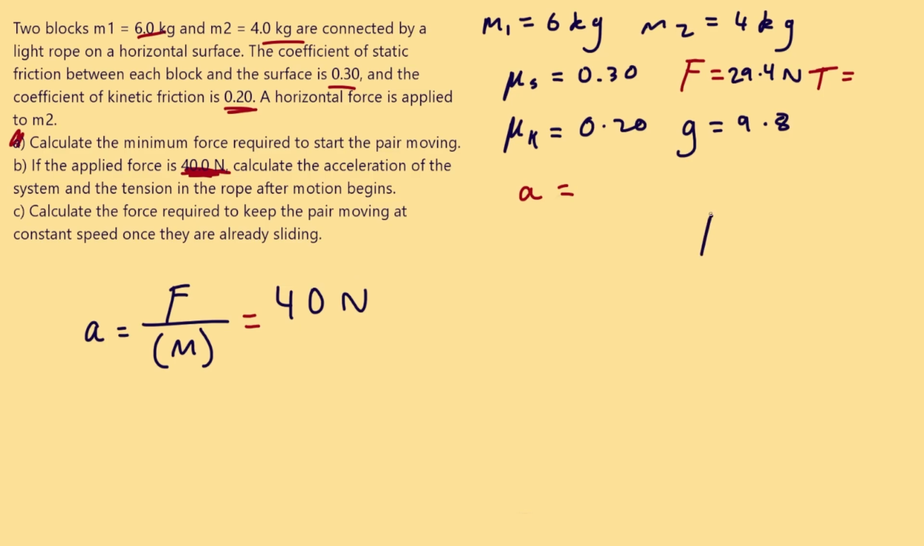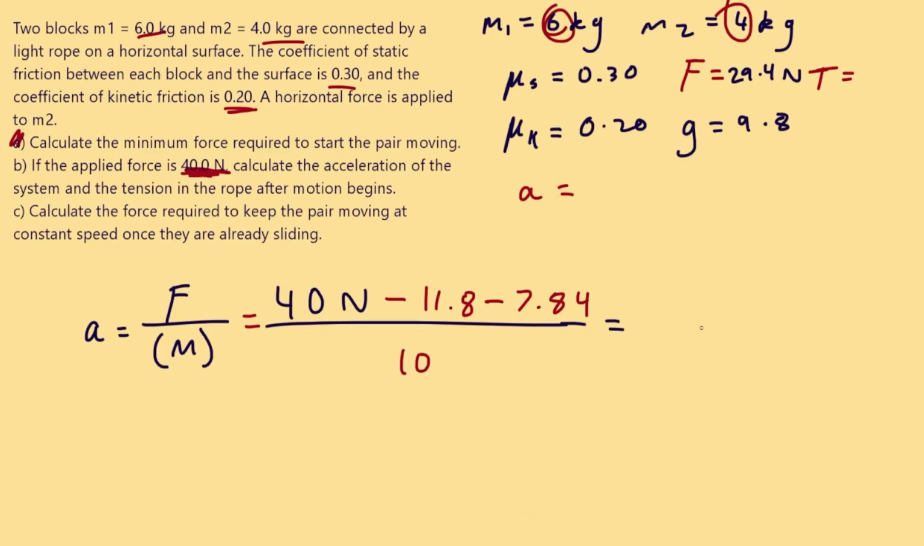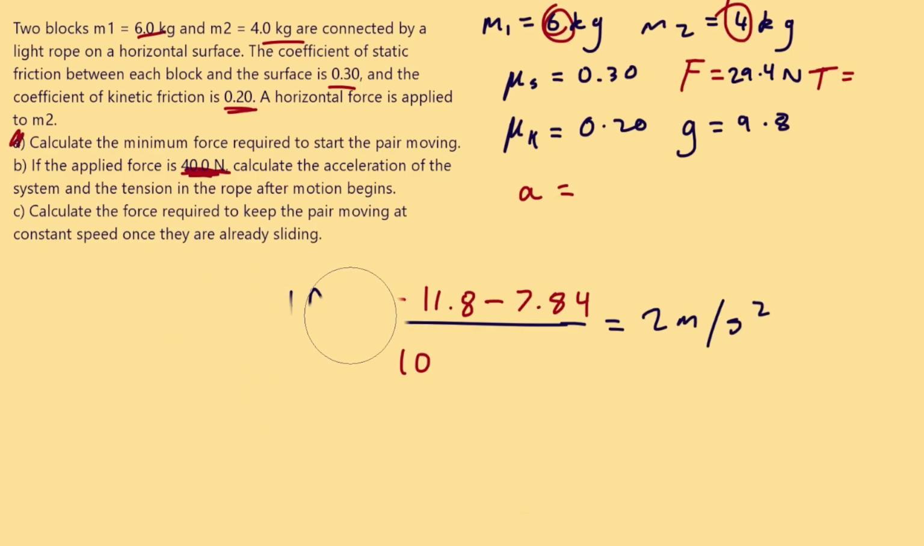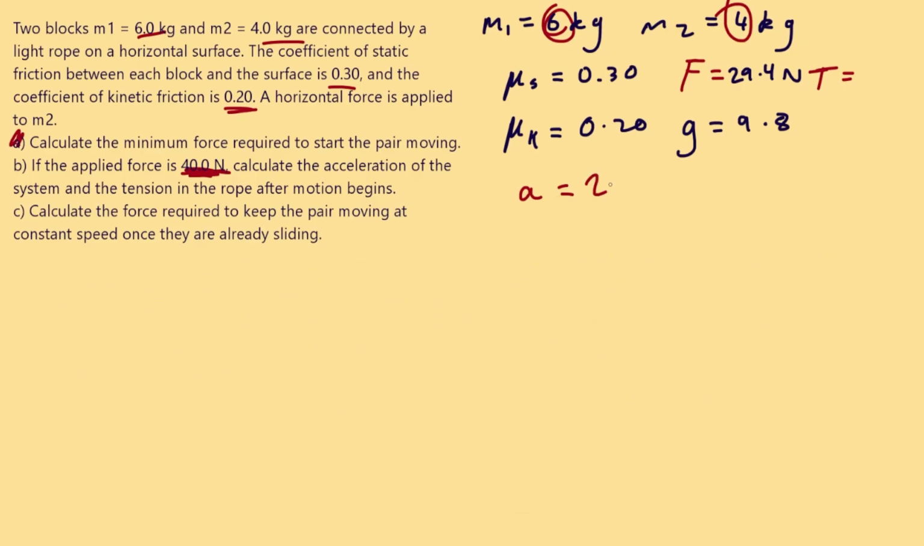The kinetic friction formula is this. I'm just going to skip the solving here. I'll give you the straight up number values. So the kinetic friction of mass 1 is 11.8 and the kinetic friction of mass 2 is 7.84. That is the net force acting in the horizontal plane, and the combined mass is simply 6 plus 4, so 10. That gives us an acceleration value of 2 meters per second squared. Perfect. Now that we have acceleration, we can attempt to find tension, which is the second thing that this part of the question asks us for.